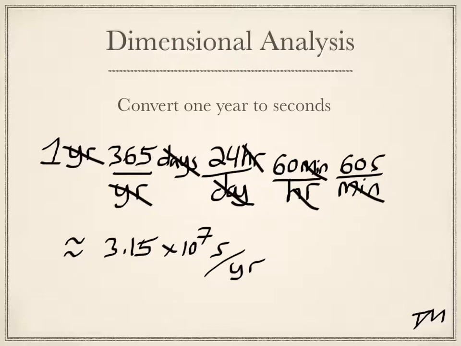Well, 3.15 is a number that's similar to the first 3 digits of pi. It's not the same, but it's similar.